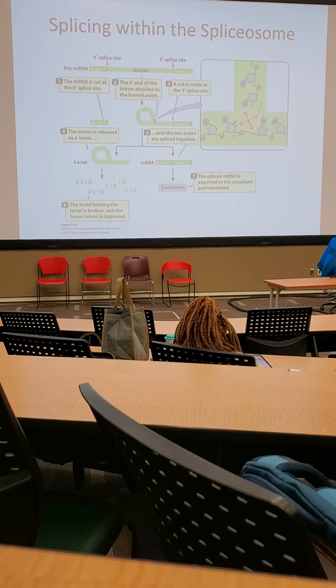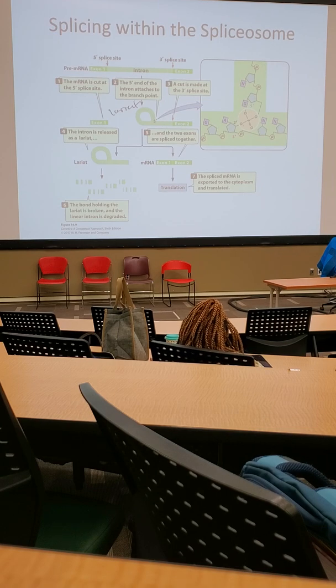So how do you remove things? You kind of cut them out. This is what the diagram in your book is showing, and there's a lot going on. I'm not going to talk about all of it, but basically at the consensus sequence of the 5' end, a break is made. A physical separation of the RNA molecule that allows that lariat. This is what they're referring to as the lariat.